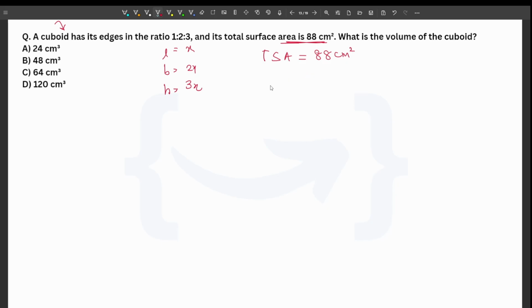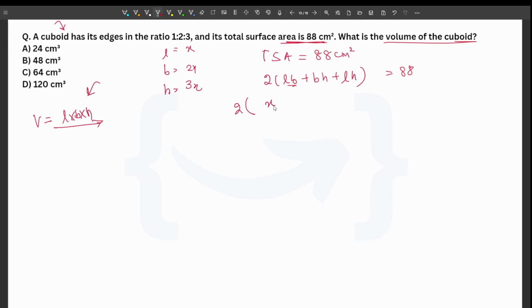So the total surface area would be 2 into LB plus BH plus LH, if you know, is equal to 88. So do I have LB? Yes, I have LB. So what would be the volume of the cuboid? For the volume of the cuboid, you should know the formula, which is L into B into H, isn't it? If you know the formula, your task is easy now, because we have L, B, H in terms of x. We need to find x, substitute here and we are done. Try to do it yourself. If you can't, see the solution.